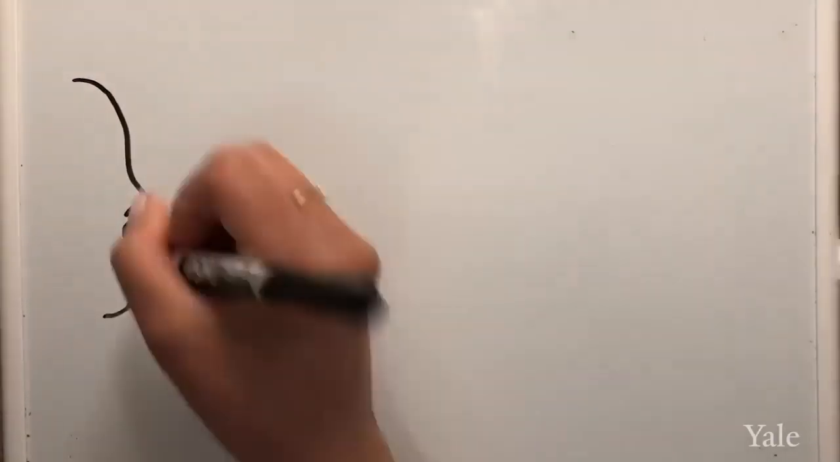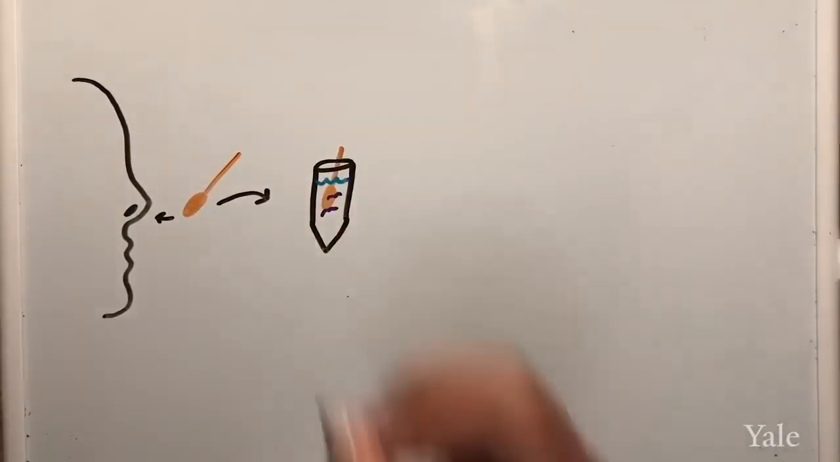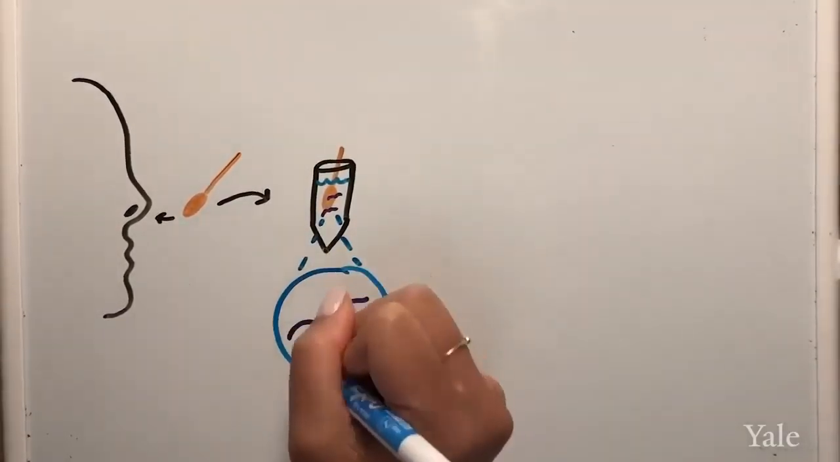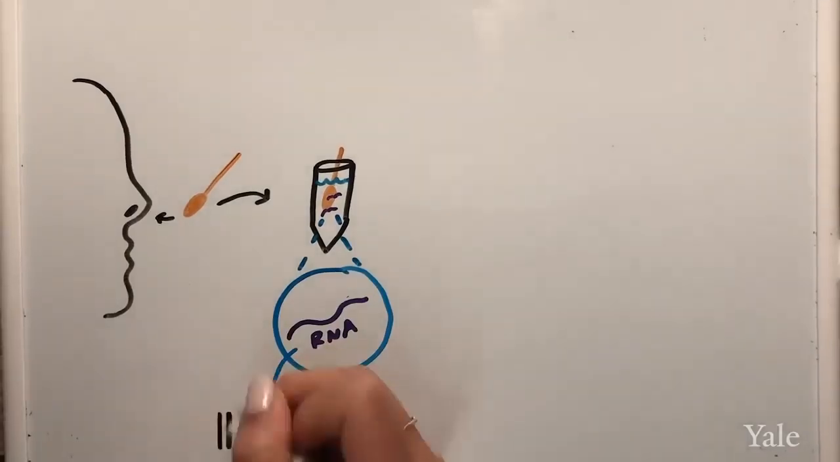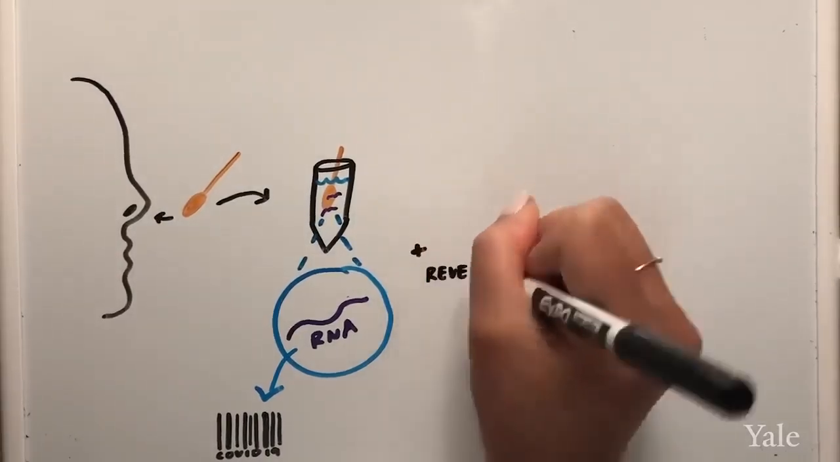So far, testing is done by collecting samples from patients using nasal swabs. RNA is extracted from that nasal swab sample. Since RNA is the genetic information of the virus, it can be used to identify the virus, just like how our DNA is unique to identifying us.